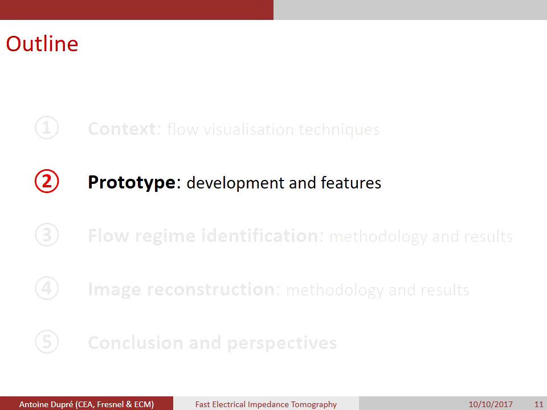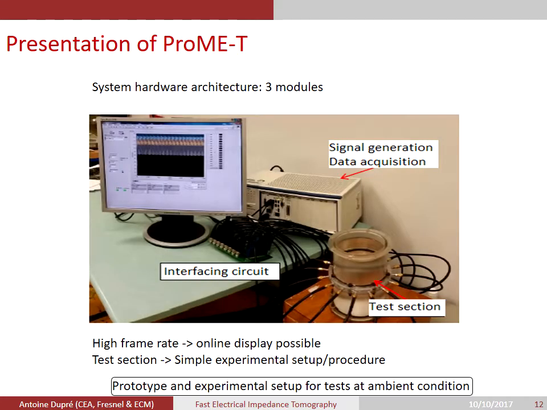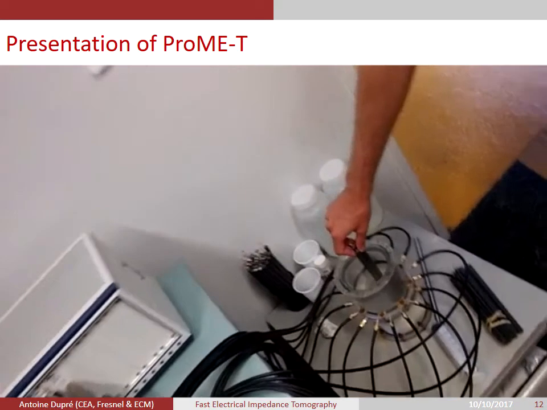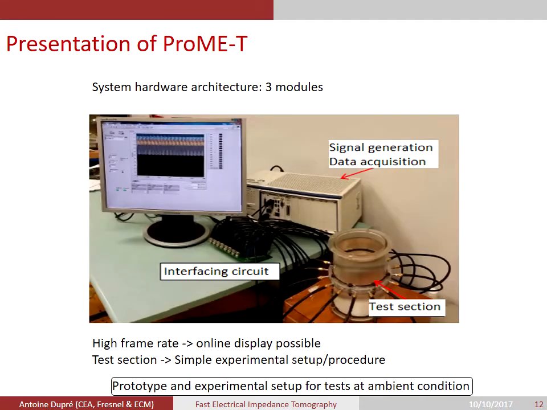Now I'd like to talk about the development of the prototype sensor that is the result of the PhD thesis. It consists of three modules. One is the signal generation and data acquisition unit. One is the interfacing circuit. And finally, the test section that contains the object, which is the fluid to be imaged. It features mainly a high frame rate, and therefore online display is possible, as is illustrated in this video. You can also see the test section that is very adequate to make simple static experiments with plastic rods that are mimicking the gas phase. So that's the setup for this prototype sensor.